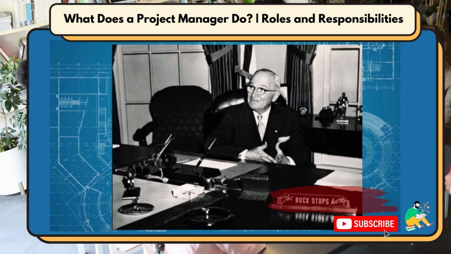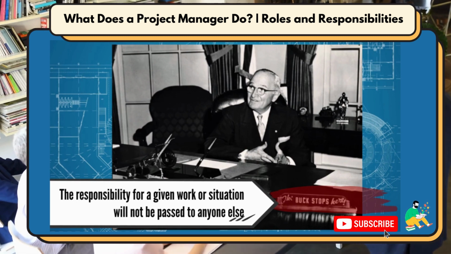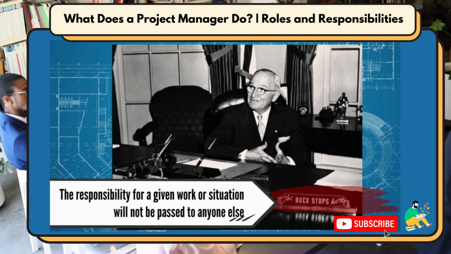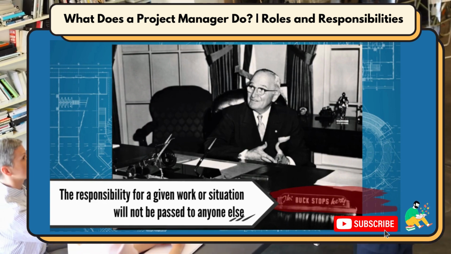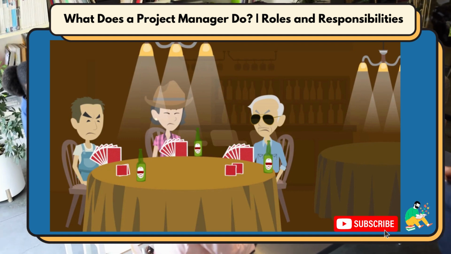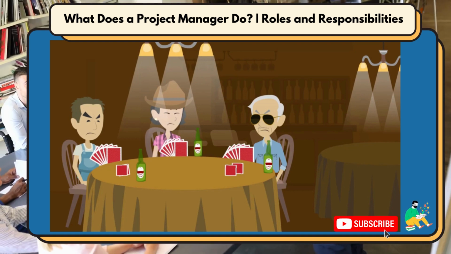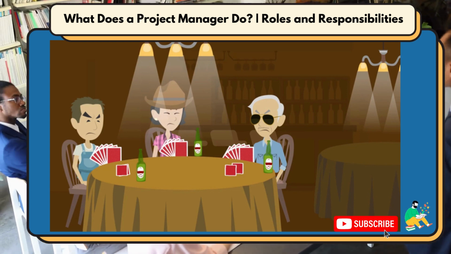The meaning of this phrase is that the responsibility for any given work or situation will not be passed to anyone else. It is a promise or commitment by the primary person not to run away from their responsibility. The metaphor comes from the game poker. In order to avoid cheating, players agree that a different person will deal the cards between the games.